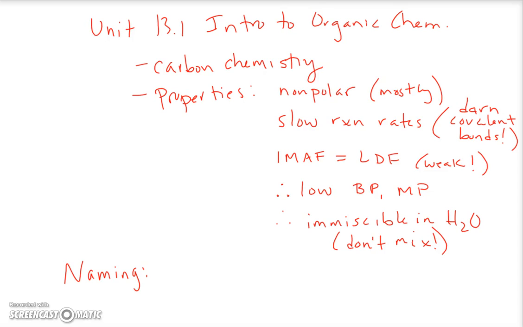Darn those covalent bonds. Their intermolecular attractive forces are called London dispersion forces, which are very temporary, very weak intermolecular attractive forces. And because of these weak London dispersion forces, organic compounds tend to have low boiling points and melting points. It does not take very much energy to break them apart from one another. It is also the reason why these substances are immiscible, because they have a very different intermolecular attractive force than the polar molecule of water.